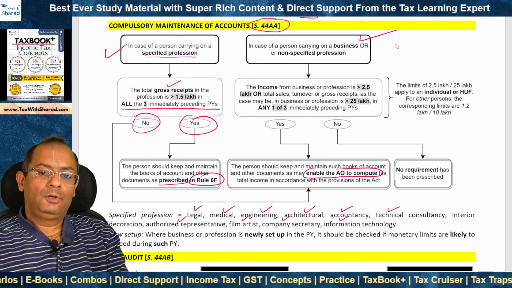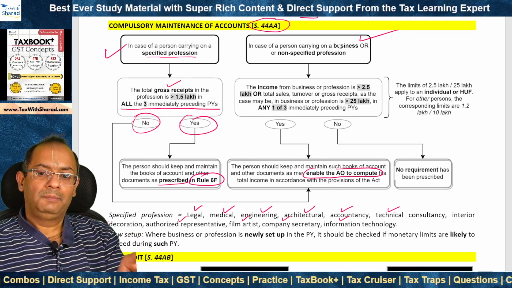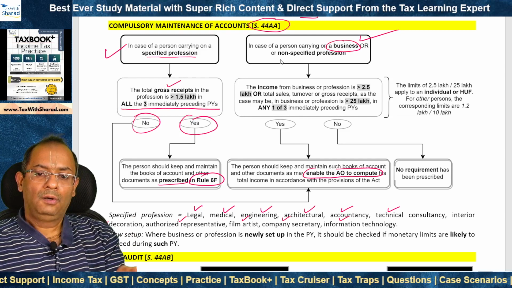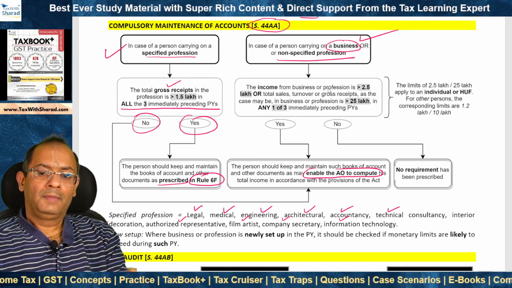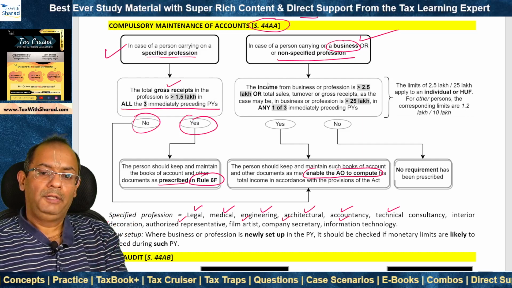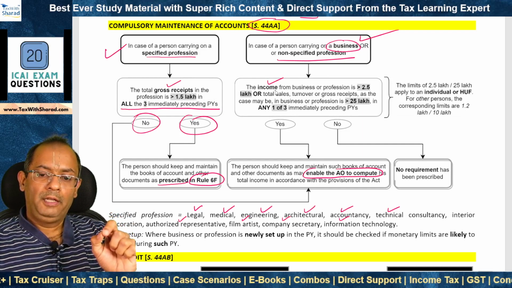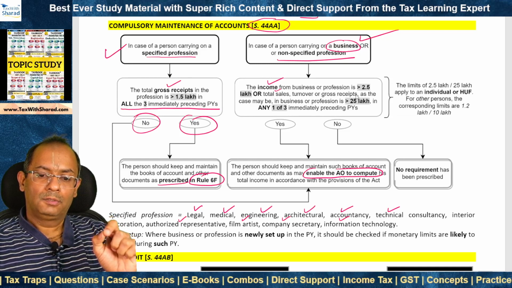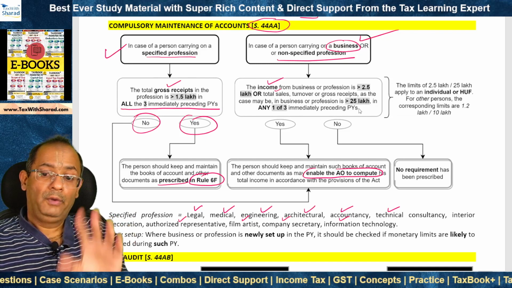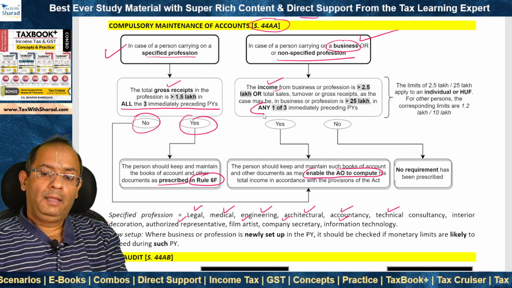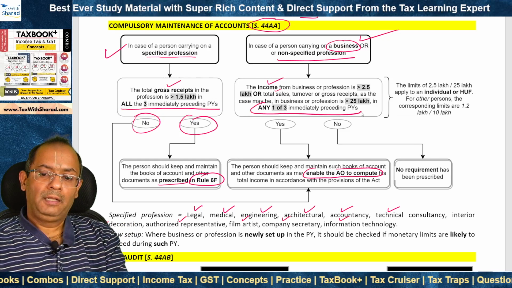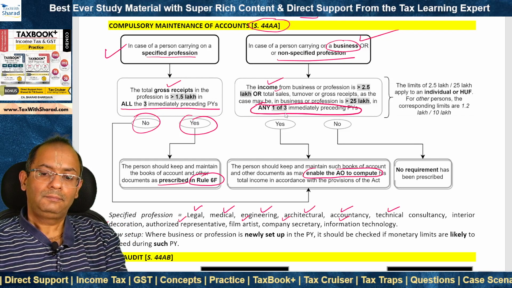What if the person is not carrying on a specified profession? That means a person is either carrying on a business or a non-specified profession. In this case, we need to check what? We need to check 1. Income from business or profession, and 2. We need to check total sales, turnover or gross receipts in business or profession. When? For what period? In any one of 3 immediately preceding previous years.